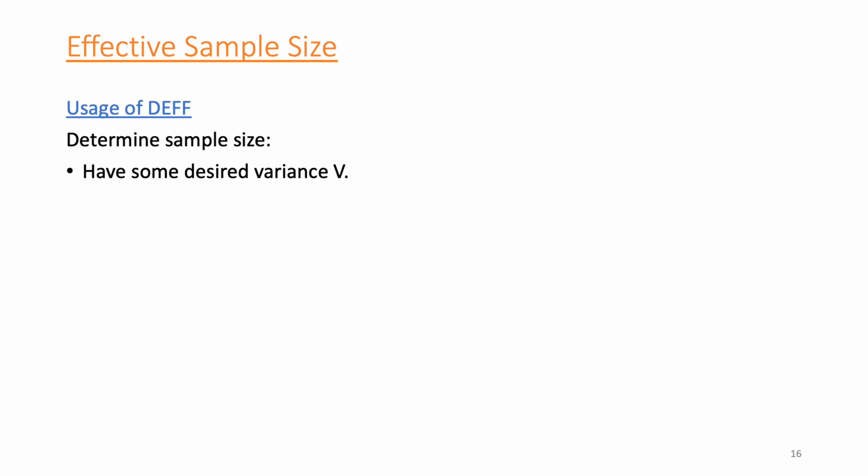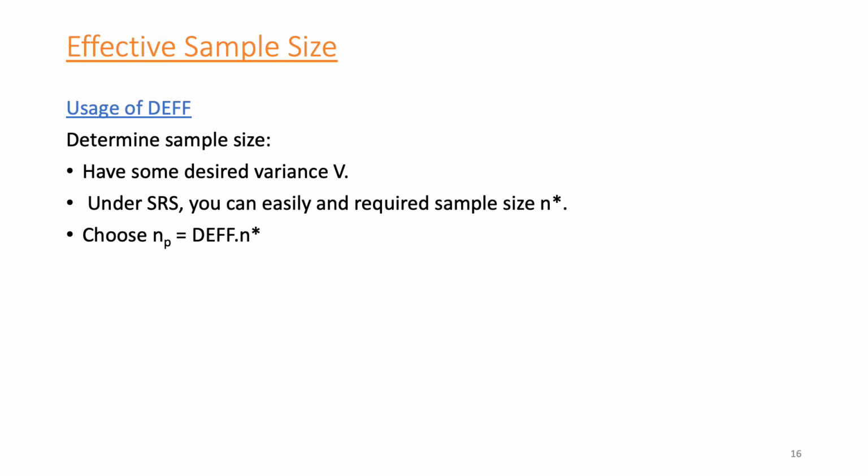Before understanding what is effective sample size, let us look at some of the usage of design effect. Design effect is used to calculate the sample size. Since we know how to calculate the sample size of SRS, suppose we have some desired variance V, where V can be capital V or the margin of error. Using that, under SRS we can easily find the required sample size n star, and given n star we can calculate the desired sample size using the design effect by multiplying n star by the design effect. So n star is our effective sample size here.